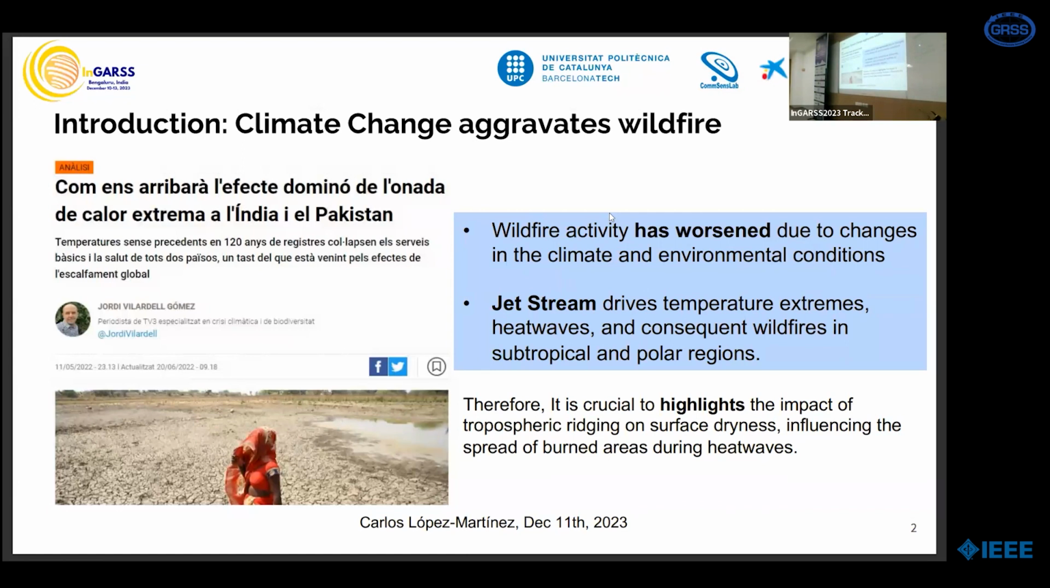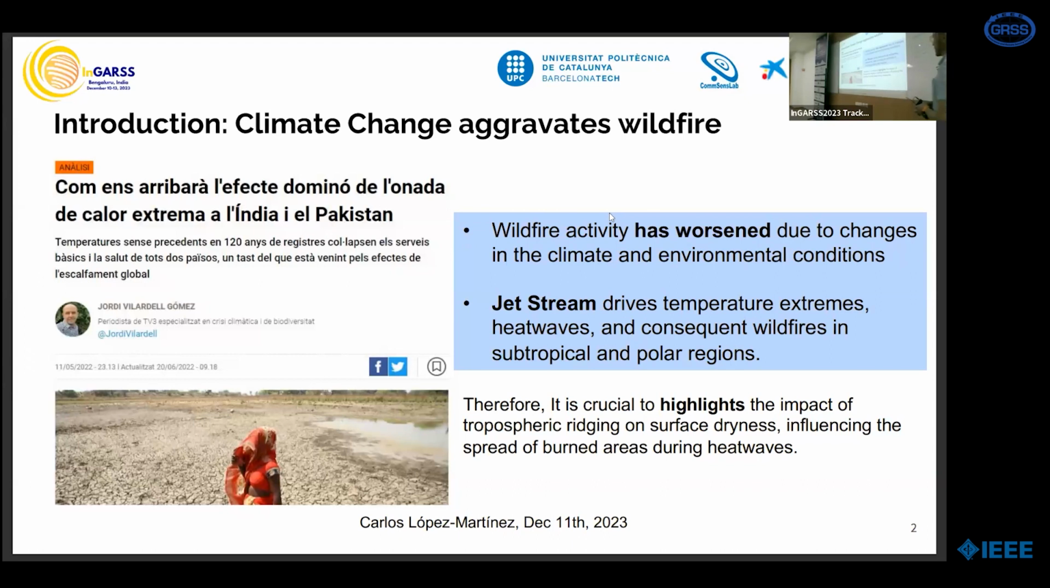As everybody knows, one of the main effects of climate change nowadays, among the other things we have seen in this session, is the increase in the number and the severity of wildfires. Here, for instance, you see one of the news items we had in one of the newspapers in Spain about the fires that took place in India. Just to give you an idea of how these news items are affecting the whole world. In essence, we have observed this particular case in 2022.